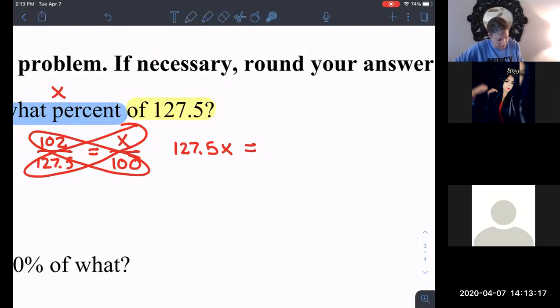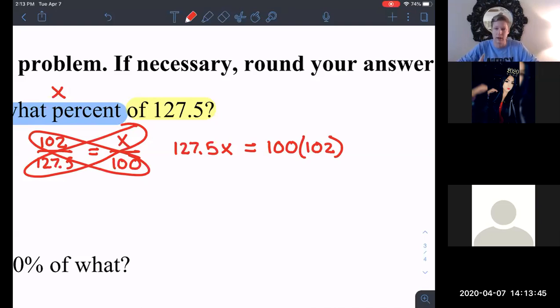We already did 127.5 times x. That's right here. So what goes with 102 and 100, and what are we doing to them? Are we adding them, multiplying them, dividing them? Multiplying? Very good. Okay, so you put 100 times 102, and remember, if you put 102 times 100, it doesn't make a difference. We can multiply them in any order we want.